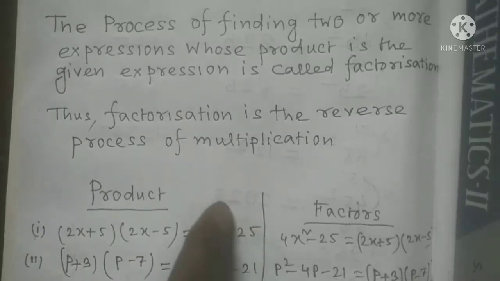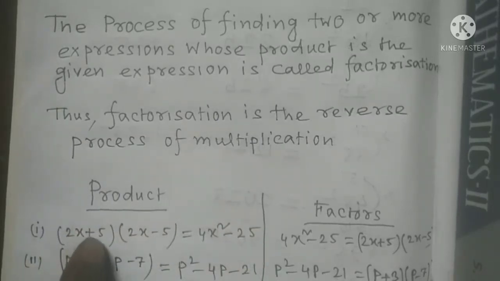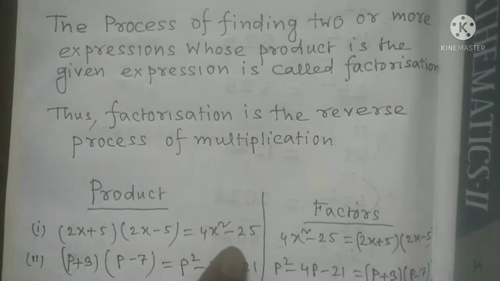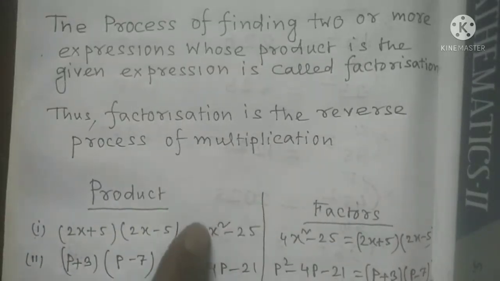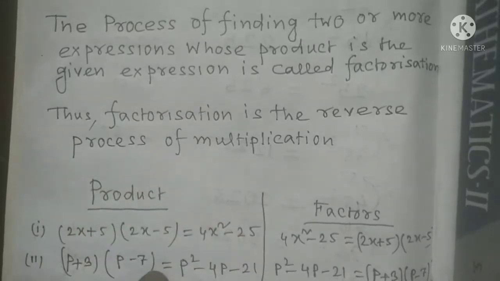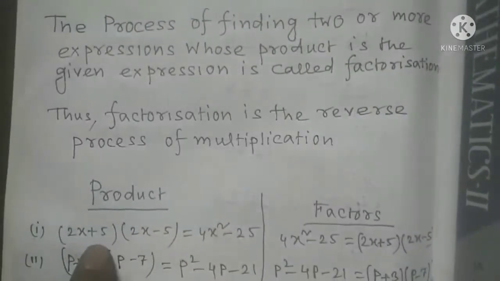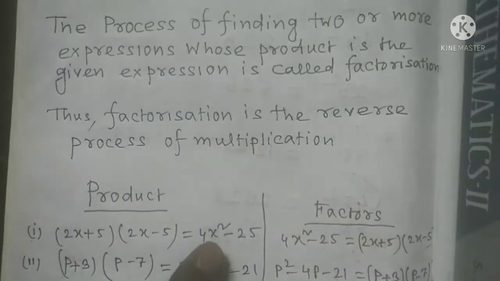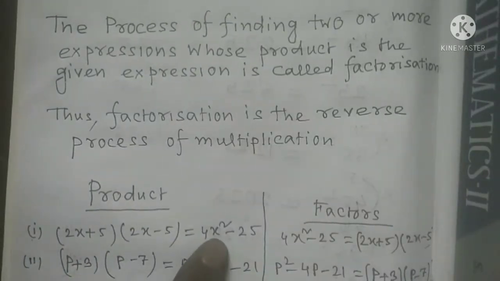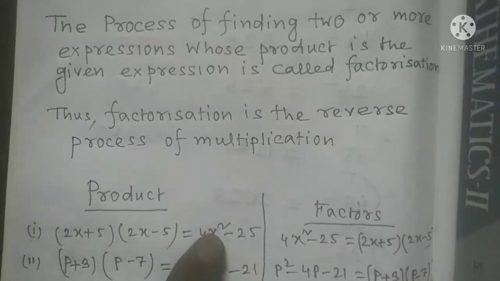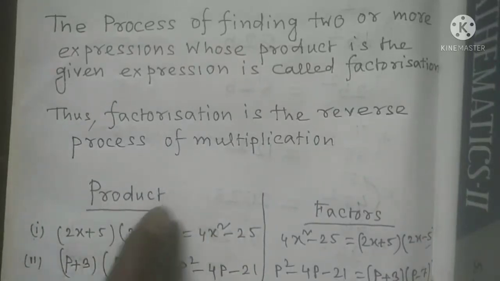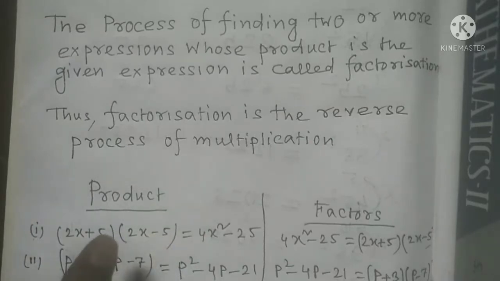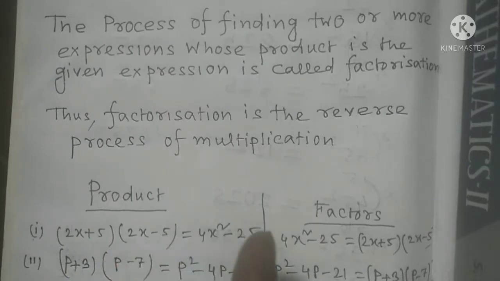This is the expression, and these are the factors. 2x plus 5 and 2x minus 5 are the factors of this expression. If you multiply both factors, then you get the expression, and if you factorize the expression, then you get these factors. So this is the reverse process. My dear student, 2x plus 5 and 2x minus 5 are the factors of this expression.